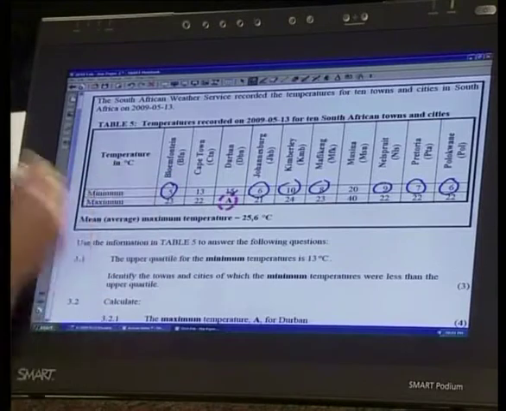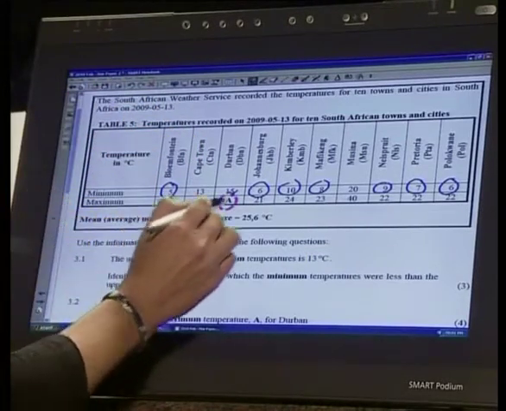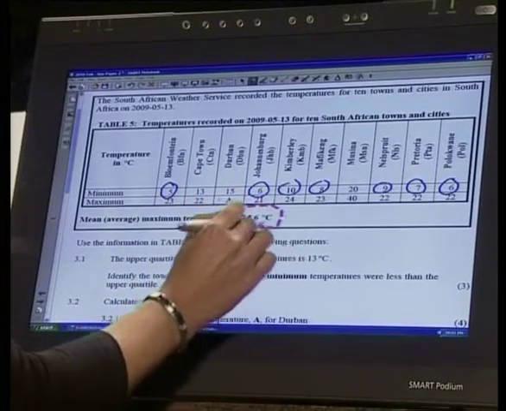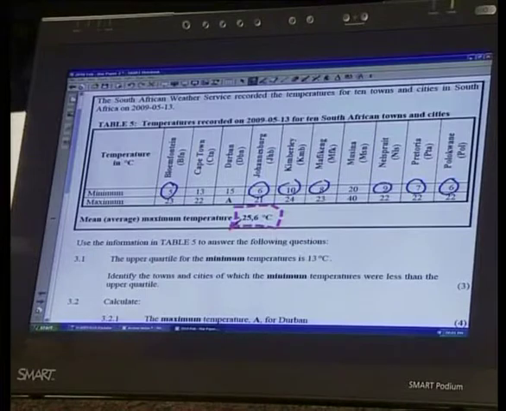All right, so let's have a look at what they say. They tell us that the mean average maximum temperature is 25.6 degrees Celsius. Now, that's the key, which means that hopefully you'll remember how to calculate the mean average. Mean average means we add all the values together and then we divide by however many numbers we have in our data set. So we're dealing here with 10 towns and cities, so obviously we're going to divide by 10. And then we know that the answer is going to be 25.6 degrees Celsius because that's what they've told us.